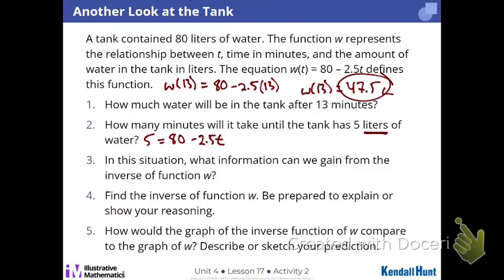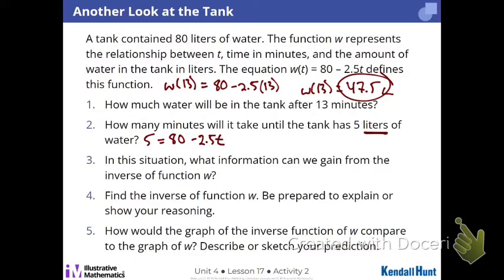And then what would we have to do to isolate t? Subtract 80. Then do what? Divide by 2.5. Negative 2.5. But I'm going to propose we jump down to number 4 and find this inverse right now.